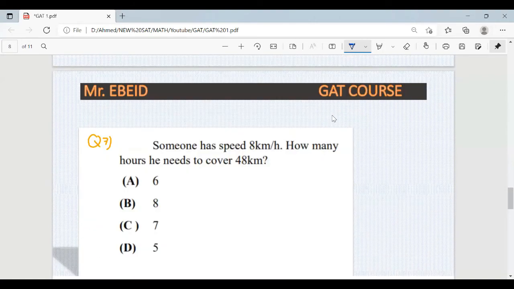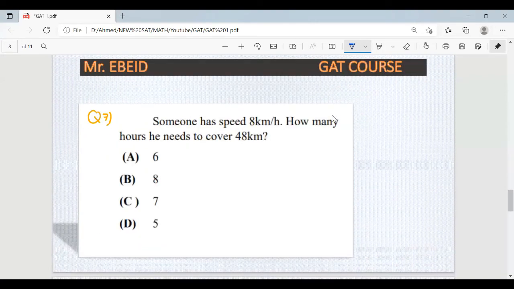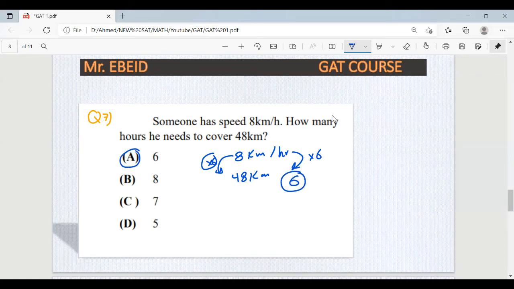Moving into question 7, someone has speed 8 kilometers per hour. How many hours do you need to cover 48 kilometers? It's a very easy question. Just multiply 1 hour times 6, as you know that 8 times 6 equals 48. So 1 hour times 6 gives you 6. So the answer is 6, which is A.